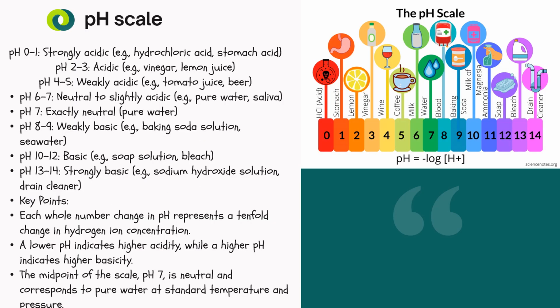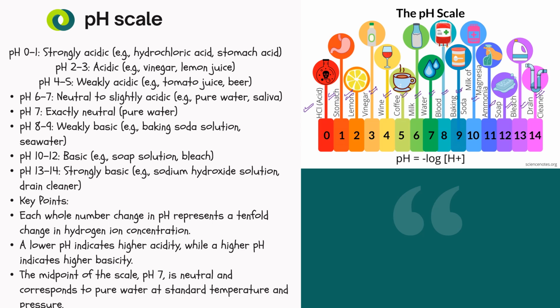Now we'll discuss the pH scale. We have already discussed these things, but again we see that 0 to 1 is HCl, then stomach acid, lemon, vinegar, wine, coffee, milk, water, blood, baking soda, milk of magnesia, ammonia, soap, bleach, drain cleaner, etc. These are a lot of things that we use in our daily life. So this is the pH scale of different materials, and the pH scale is divided into different parts.